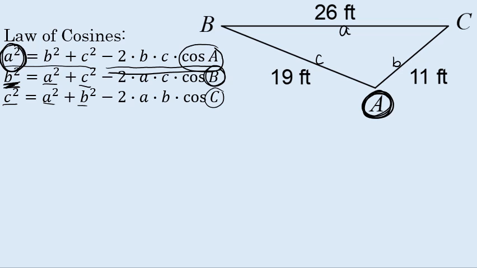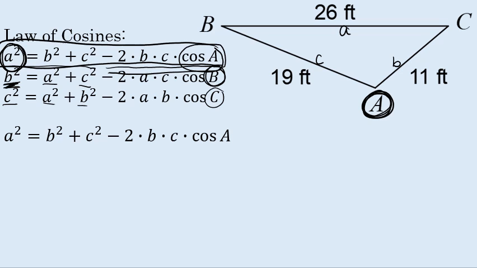Of the three versions of the law of cosines that are on the screen right now, only one of them includes angle A, and that's the top one. A squared equals b squared plus c squared minus 2bc times the cosine of A, and that will be the form I'll use to find angle A. I'll have to use another form to find the other two angles.